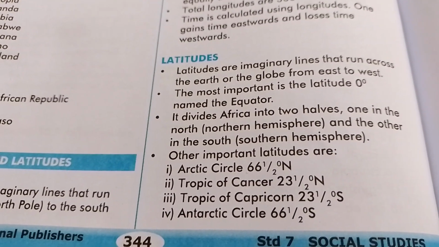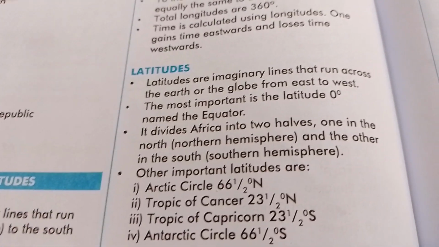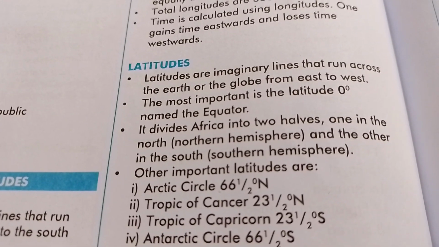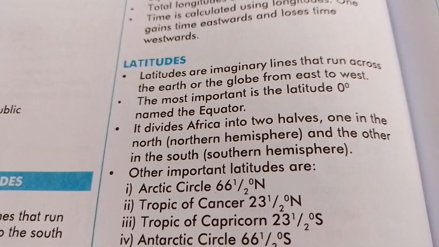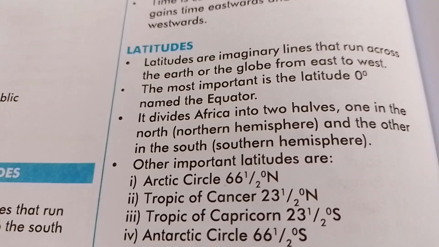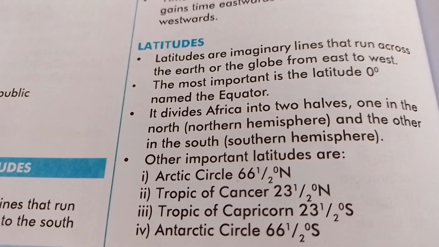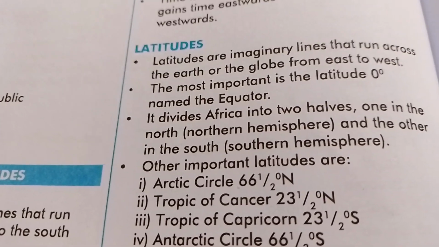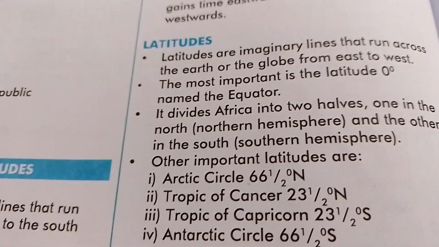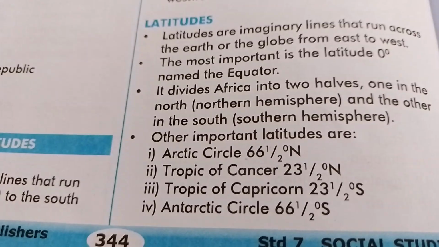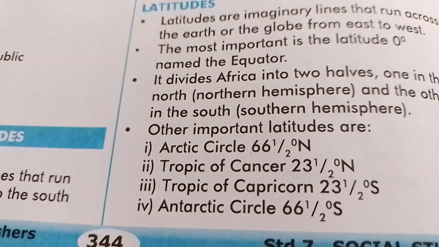And the equator divides Africa into two halves, one to the northern hemisphere and another to the southern hemisphere. So when Africa is being divided by the equator into two equal parts, the northern side takes the northern hemisphere, and the southern part takes what we call the southern hemisphere.